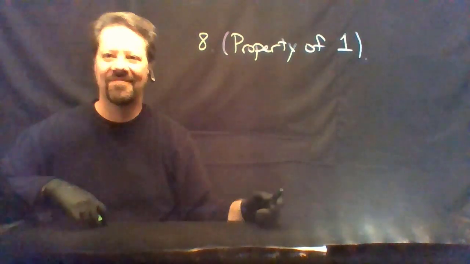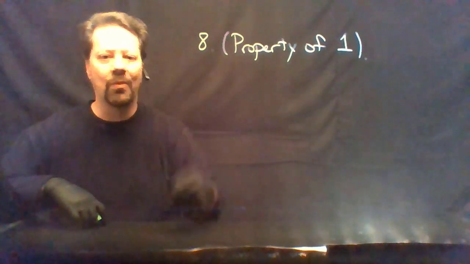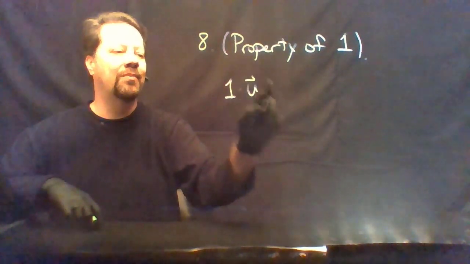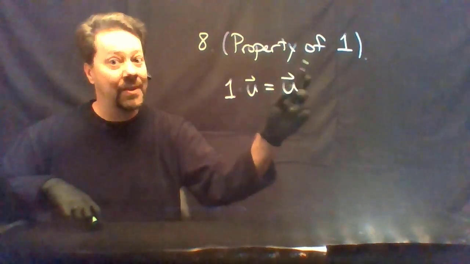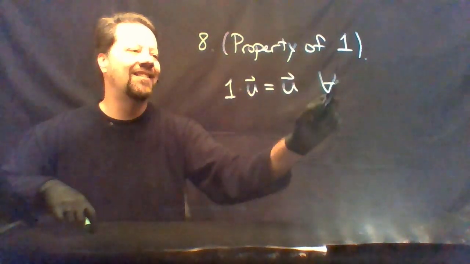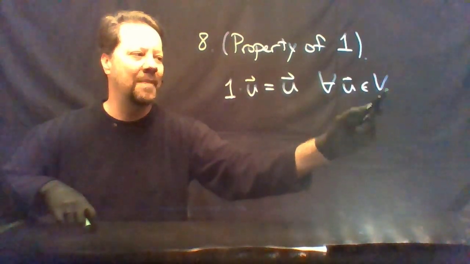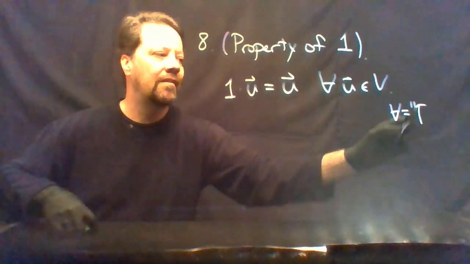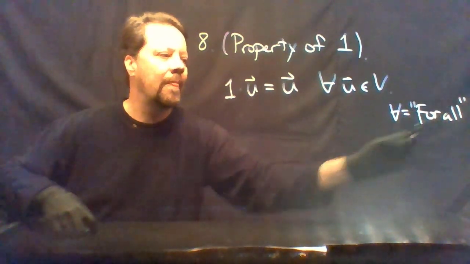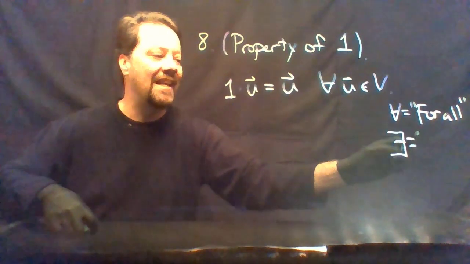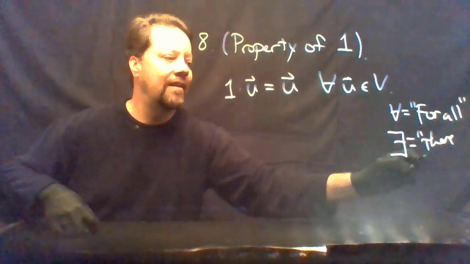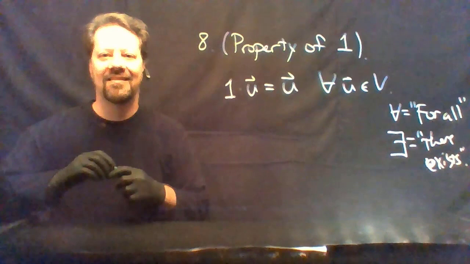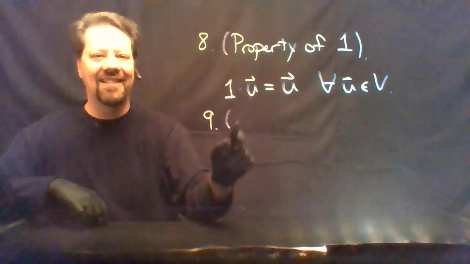Property of 1. The real numbers have what is called a 1. The vectors don't. But 1 times u equals u. Duh. For all u within the vector space V. The upside down A is the logical quantifier for all. A backwards capital E means there exists. We're getting there.